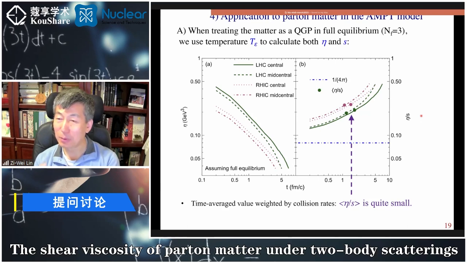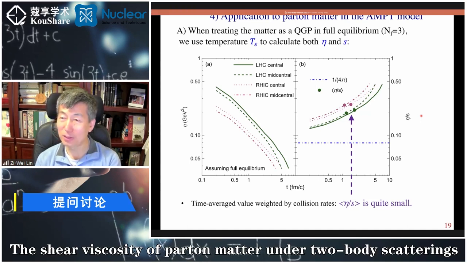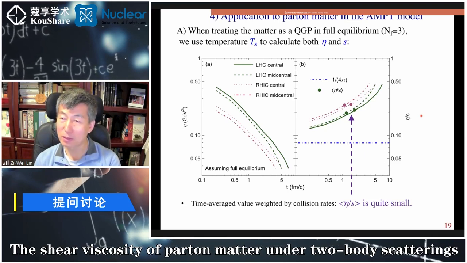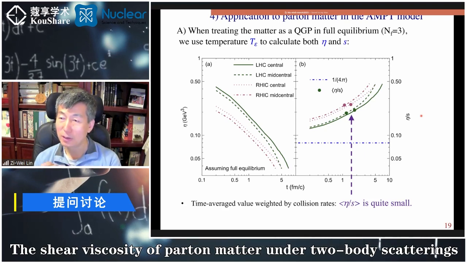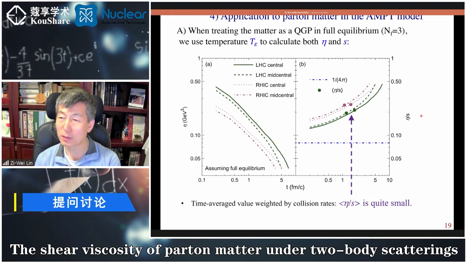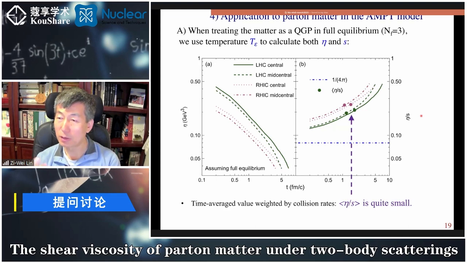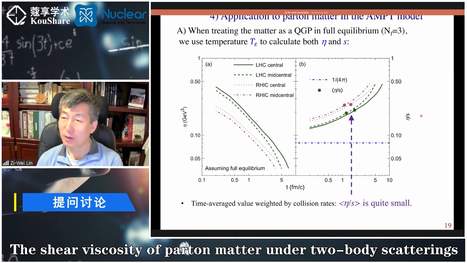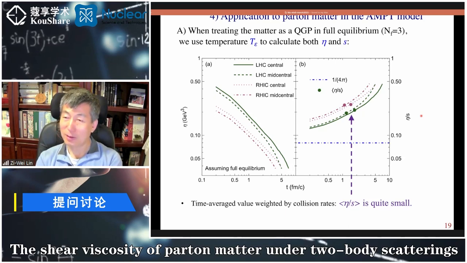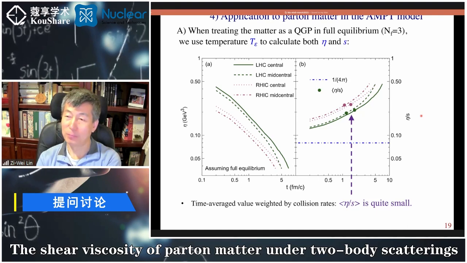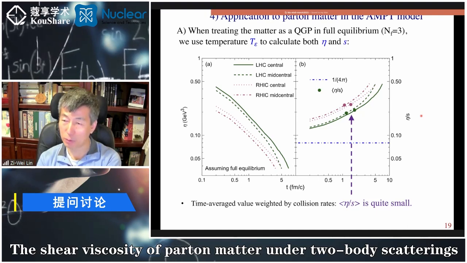I think the biggest advantage of a transport model relative to hydro, you know, transport is a realization of kinetic theory, right? So the biggest advantage is it can address non-equilibrium physics, and where the fluctuation and correlations are important. So we don't want to sacrifice that. And then there's no existing way of doing it for 2 to 3, 3 to 2. Yes.